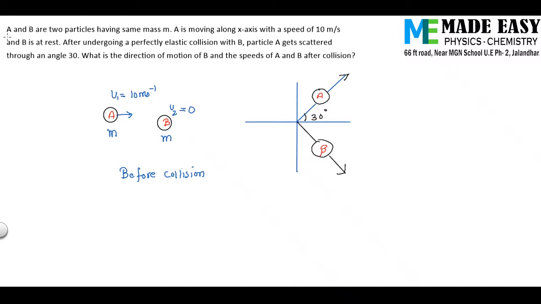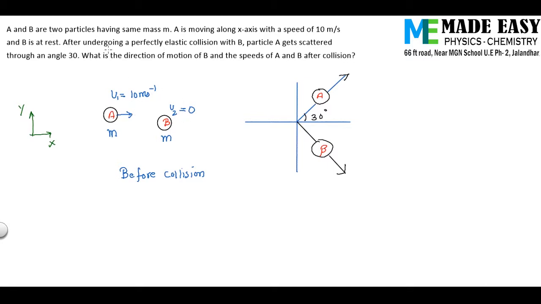Okay, the problem we have is A and B are two particles having the same mass, right? So we have two particles, A and B, having the same mass. A is moving along the x-axis with a speed of 10 meters per second and B is at rest. So let this be the x-axis and this be the y-axis. A was initially moving along the x-axis with 10 meters per second and B is at rest.